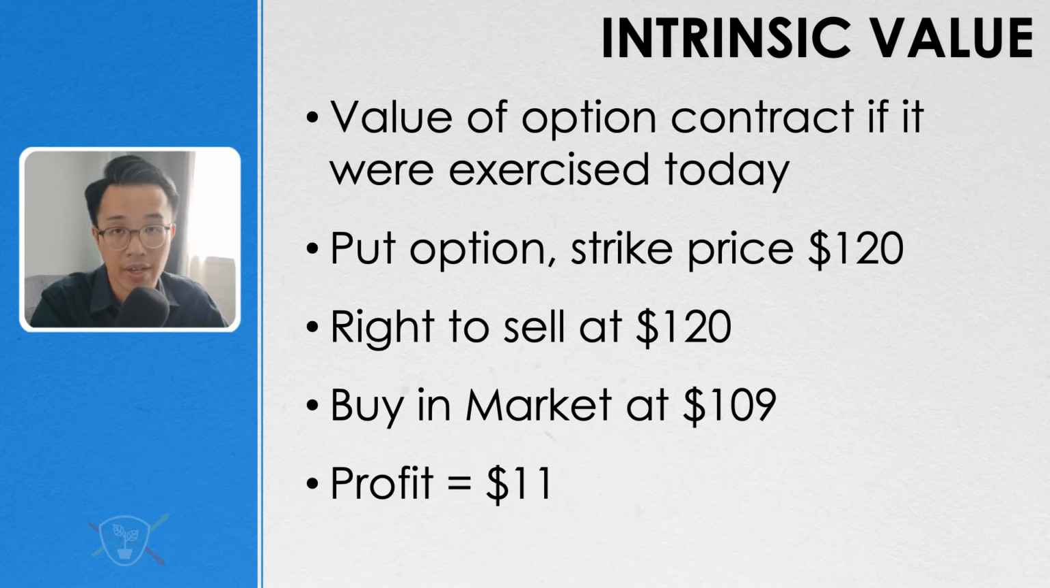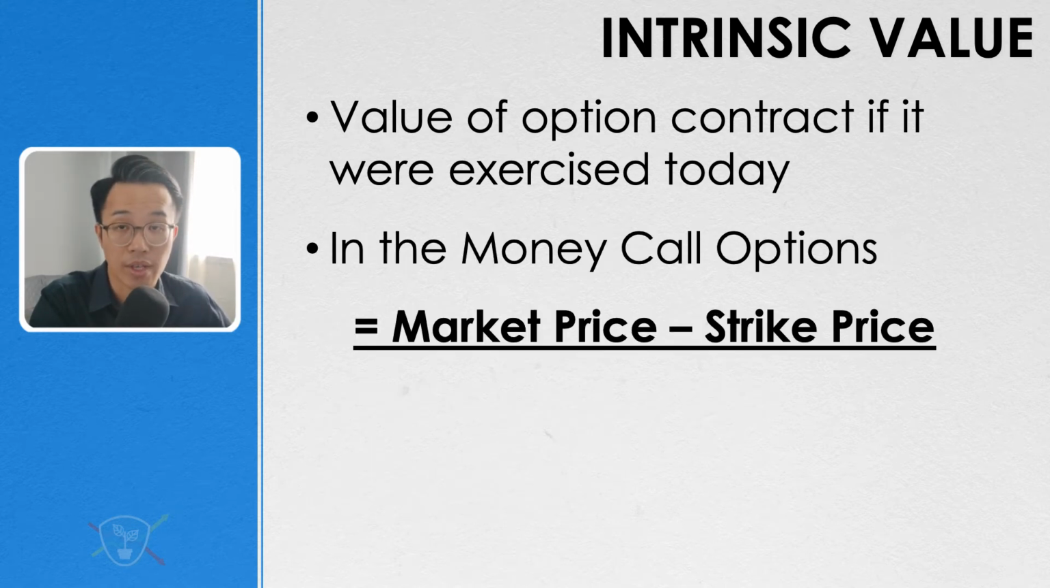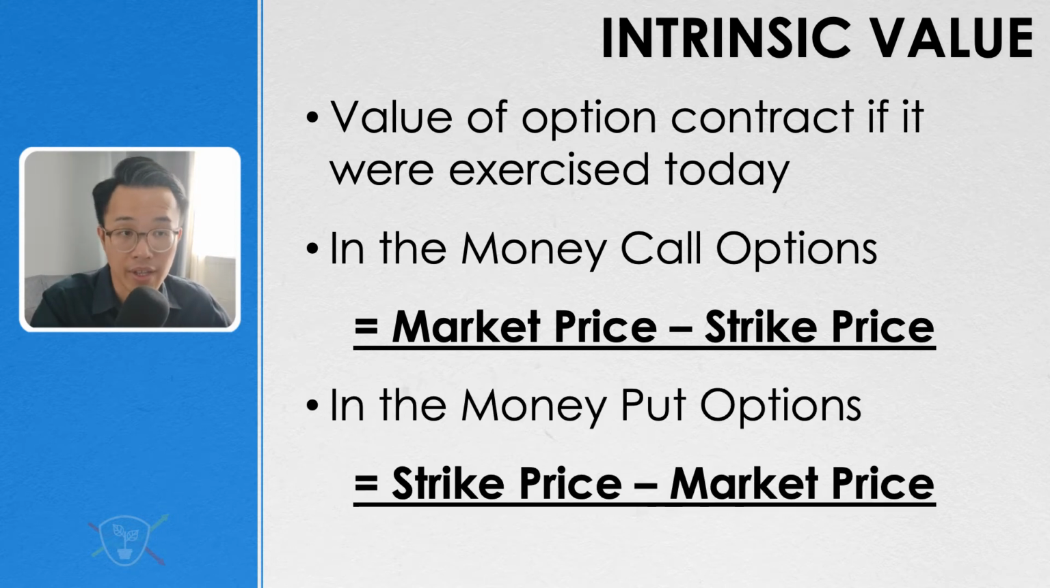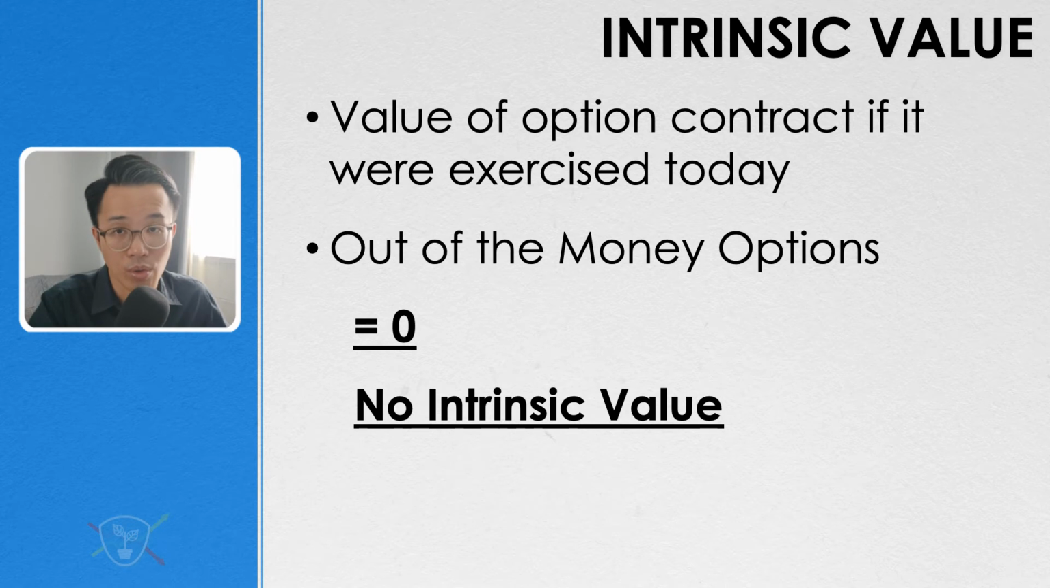So for in-the-money call options, the intrinsic value is the current market price minus the option strike price. For put options that are in the money, the intrinsic value is the put option strike price minus the current market price. Because out-of-the-money options don't allow you to buy or sell shares at a more favorable price, they have no intrinsic value. Their intrinsic value is 0.